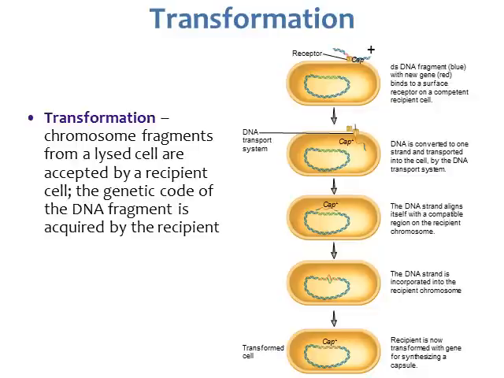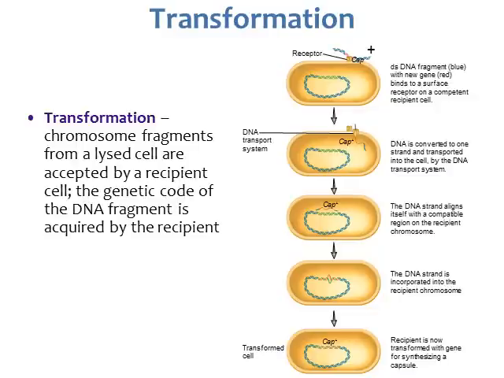Another type of recombination besides conjugation is called transformation. Transformation is where your bacteria cell picks up DNA from its environment. So chromosome fragments from a lysed cell, a cell that was lysed open or killed, are just lying around in the environment. They are accepted by a recipient cell, just brought into a recipient cell. And the genetic code of that DNA fragment can be incorporated into the recipient's chromosome.